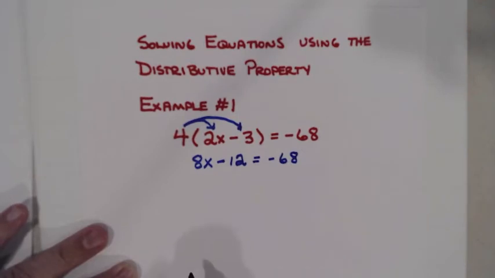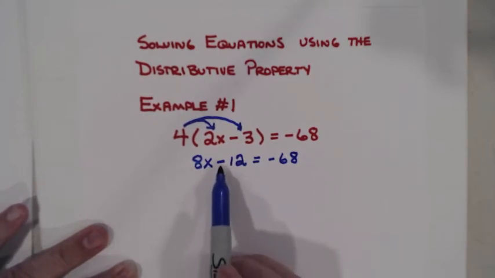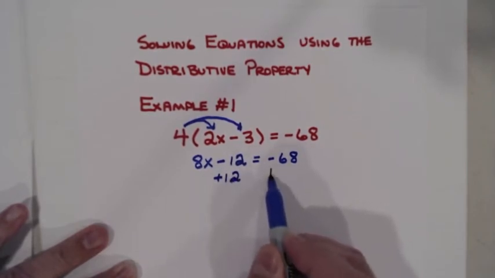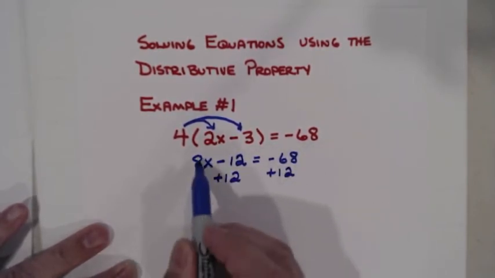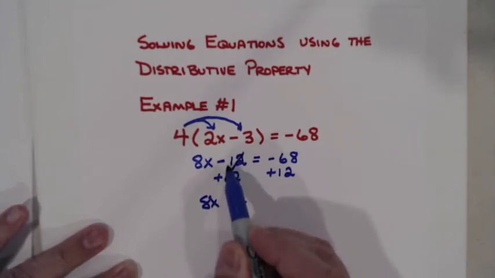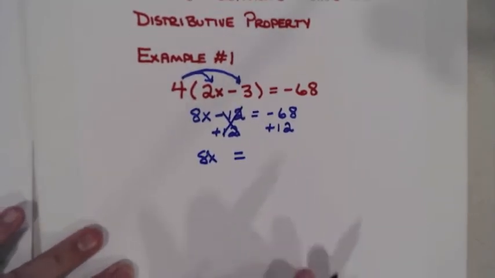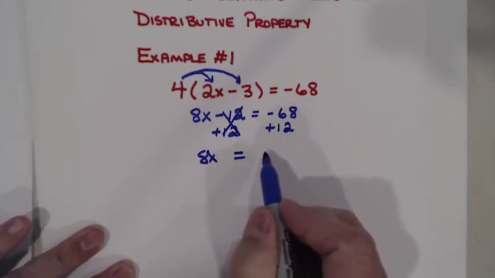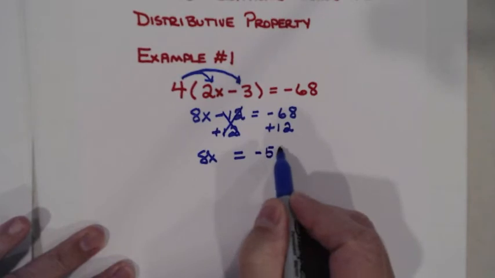Now I simply have a two-step equation. To solve a two-step equation, I need to do my adding, subtracting first, then multiplying and dividing. The opposite of -12 is positive 12. I need to do that to both sides. So I bring down the 8x, bring down the equal sign because this part is eliminated. -68 plus 12 is -56.